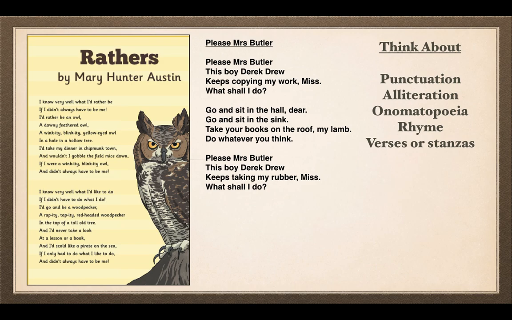So verses or stanzas, well, they look different in terms of their shape. Some verses have more lines. Some verses have fewer. Some verses have fewer words in each phrase or sentence. And Please Mrs. Butler, as you can see, only has 4 lines in verse 1, whereas if you look at Rathers, there are 10 lines in that verse. So much longer, and also the sentences in Rathers are generally longer. Okay, so verses and stanzas do make a difference. So it also changes the shape of your poem.